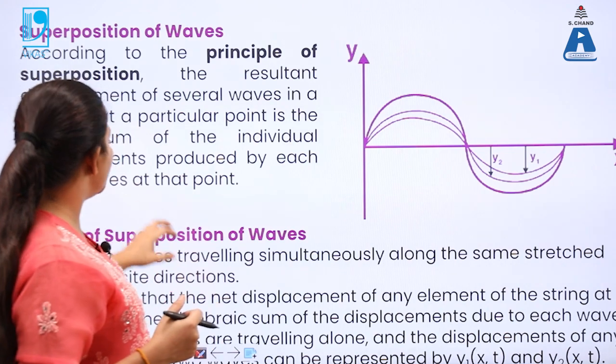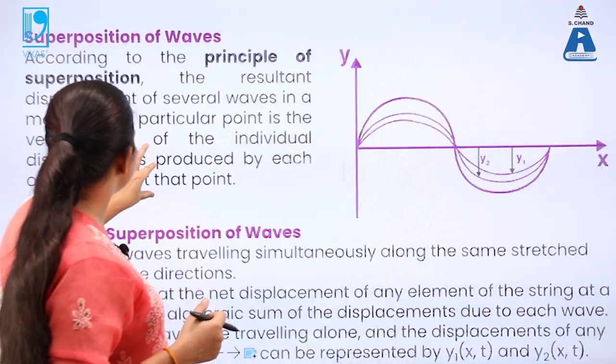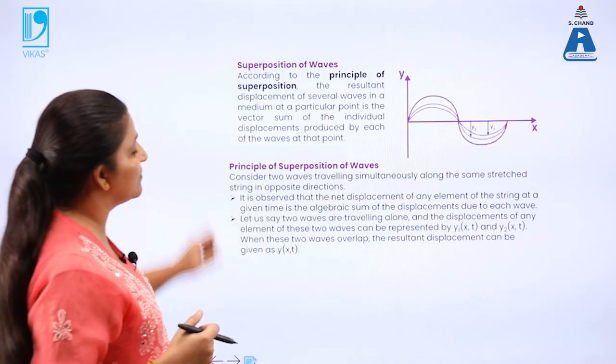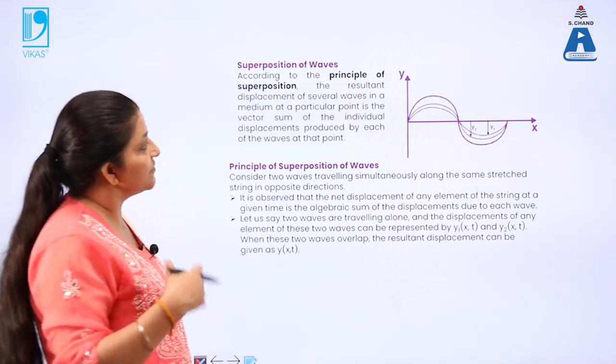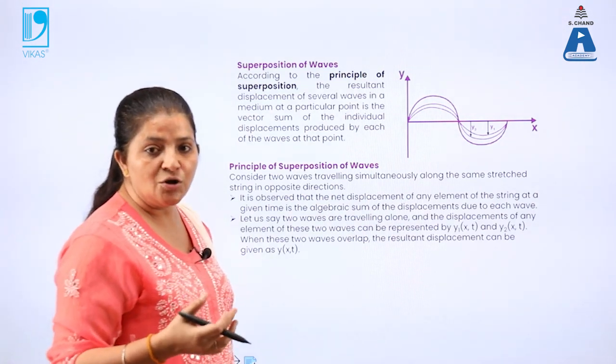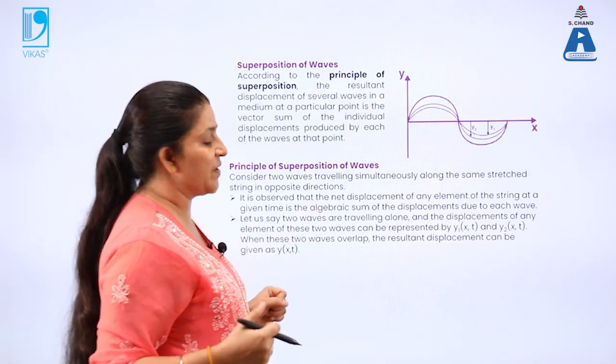Now next is the superposition of waves. We know that each source will act as a source of secondary wavelets. These wavelets now travel in space.